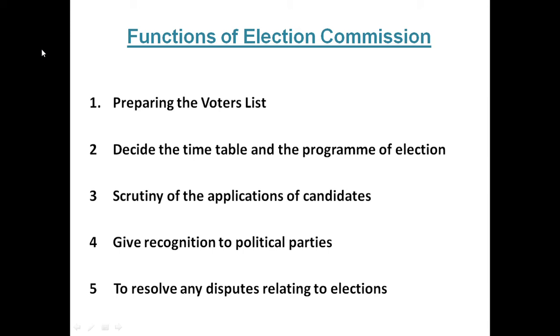The third function is scrutiny of the applications of candidates. Every political party selects the candidates for their party to contest the elections. Some candidates contest the elections independently without the support of any political party. All the candidates have to fill the application, which includes information about themselves. The Election Commission deeply scrutinizes all the applications. It gives permission to eligible candidates and rejects the application of disqualified candidates.